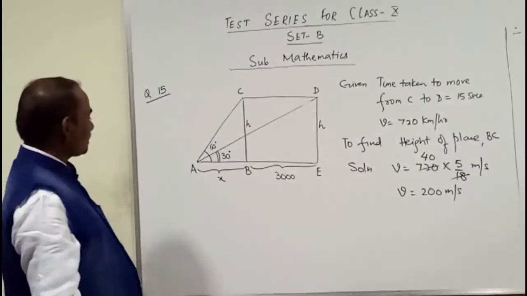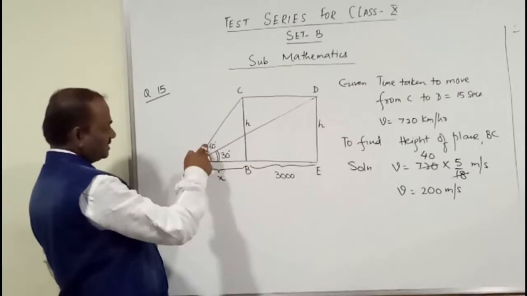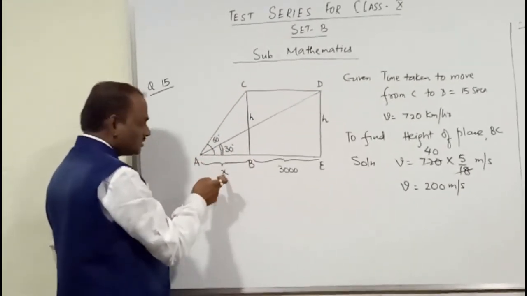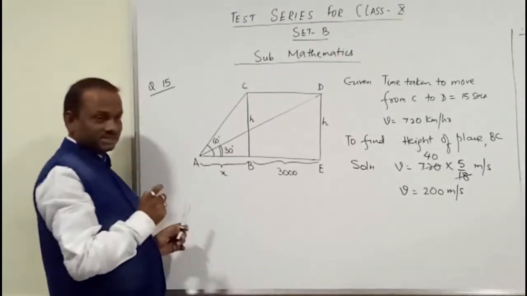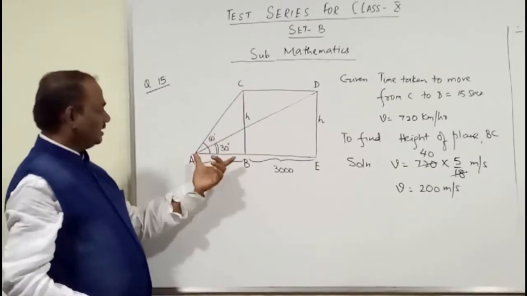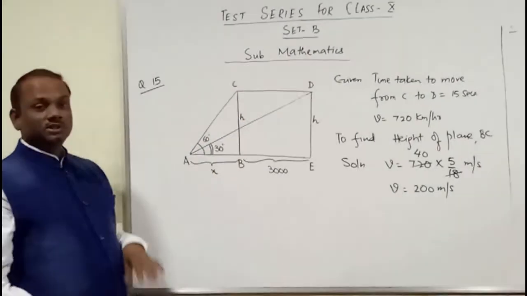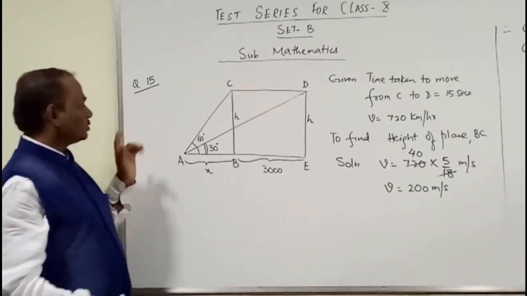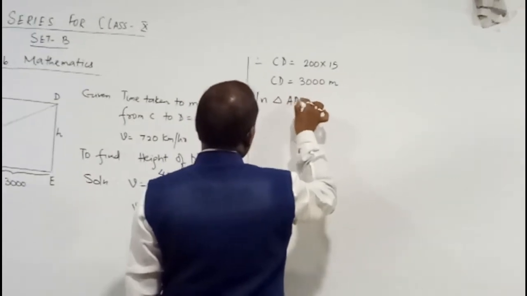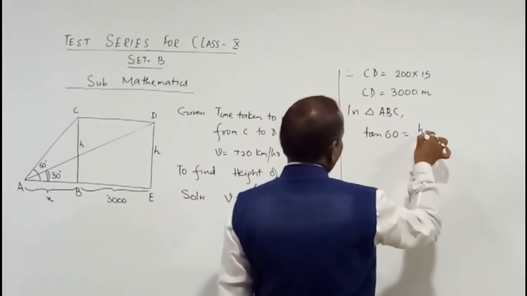How? Let's see. Now in triangle ABC, this is angle 60, this is the side to be found out, and this is the side which is not known to us, but we take it as X. As far as this angle is concerned, this is the opposite side and this is the adjacent side. So here, to relate these two, we need to use the trigonometric ratio called tan. So in triangle ABC, I can say that tan 60 is equal to h upon x.